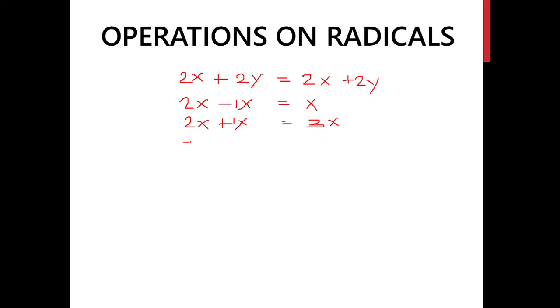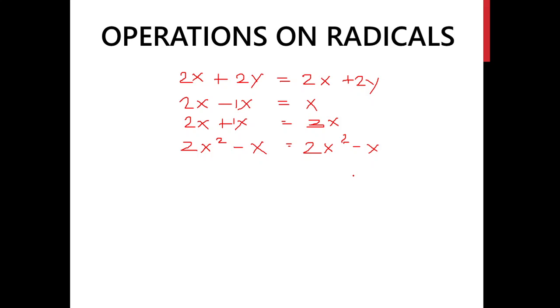For example, you have 2x squared minus x. Again, both terms do not have the same variable because here this is x squared and here this is only x, so the answer would be again 2x squared minus x, so nothing will happen.